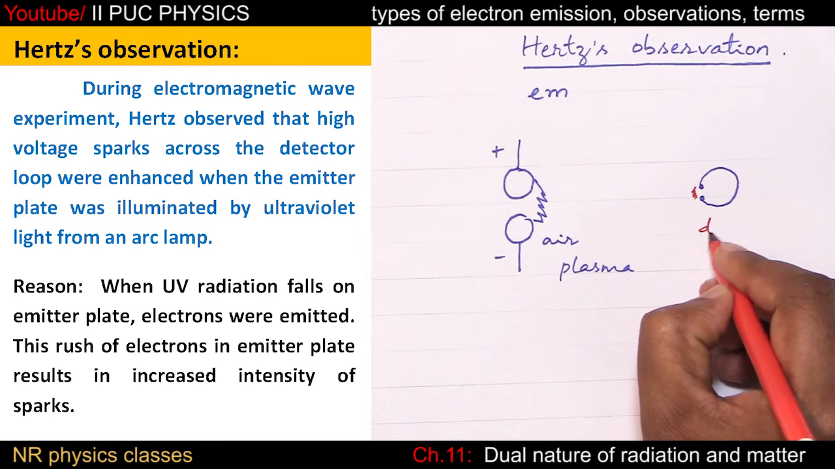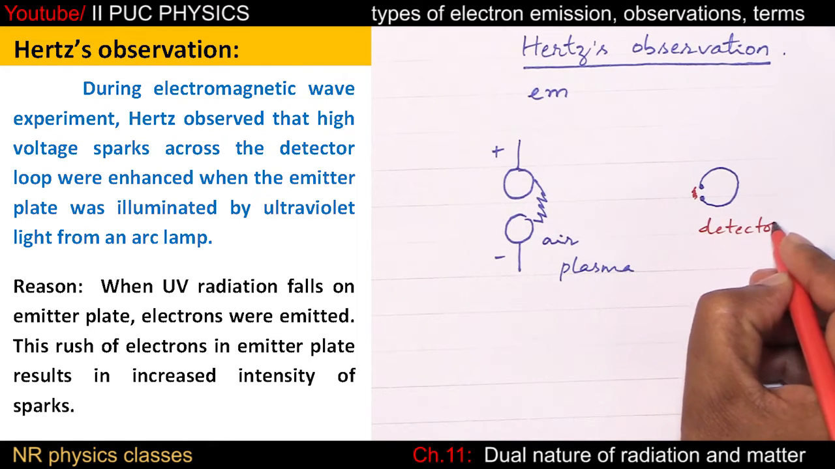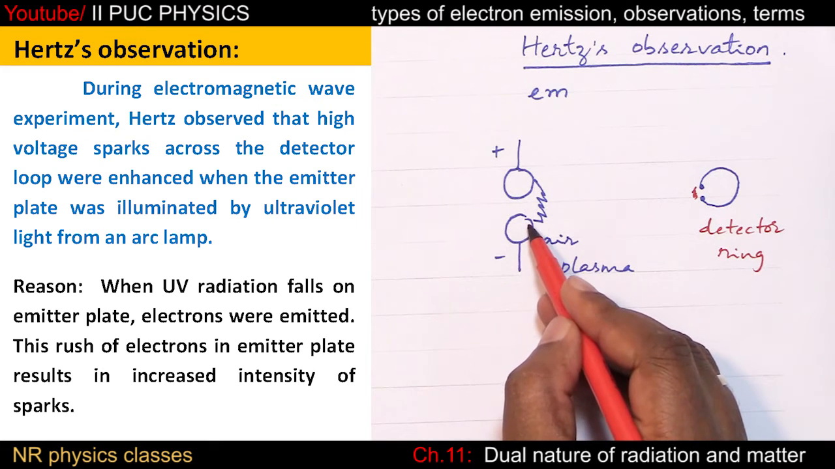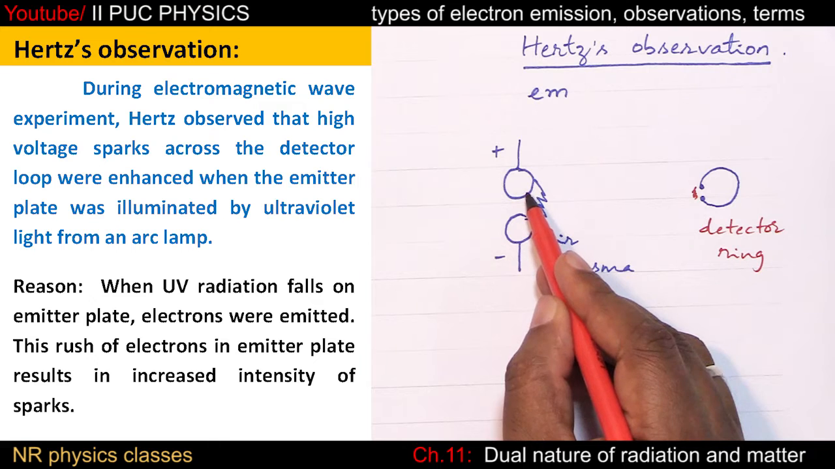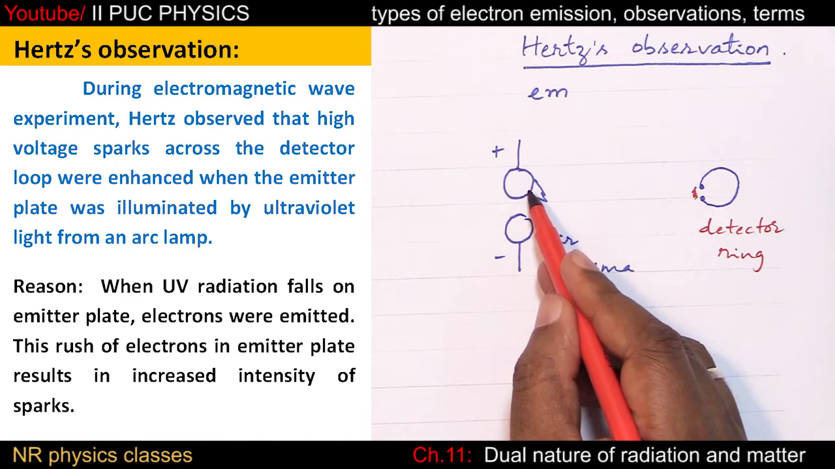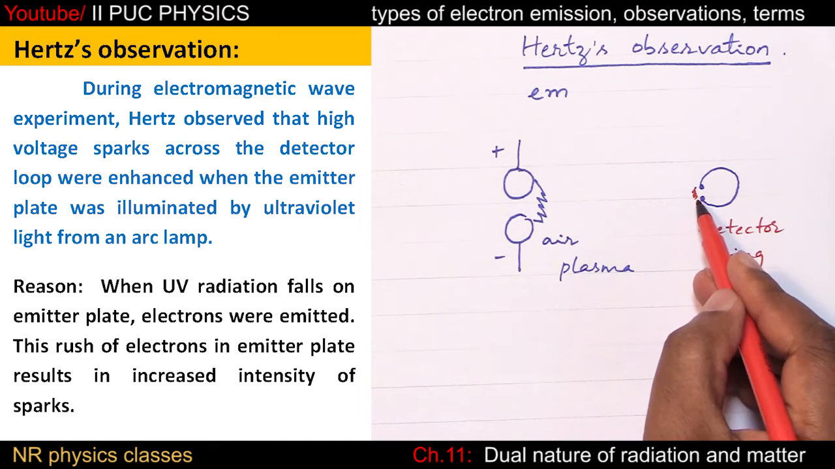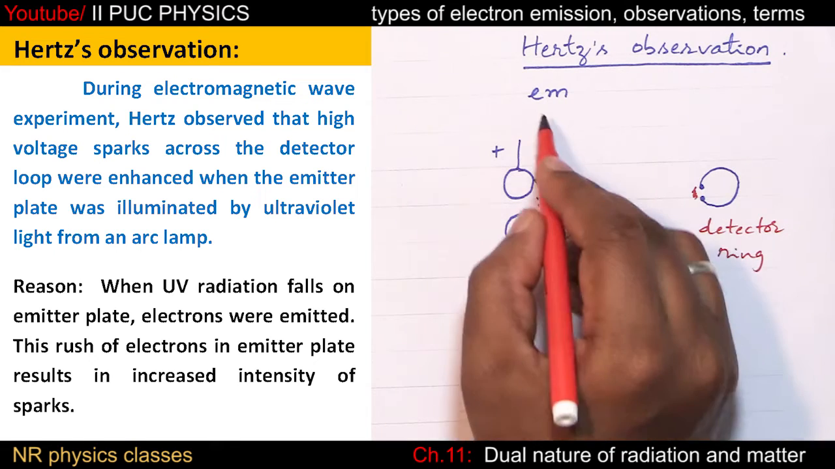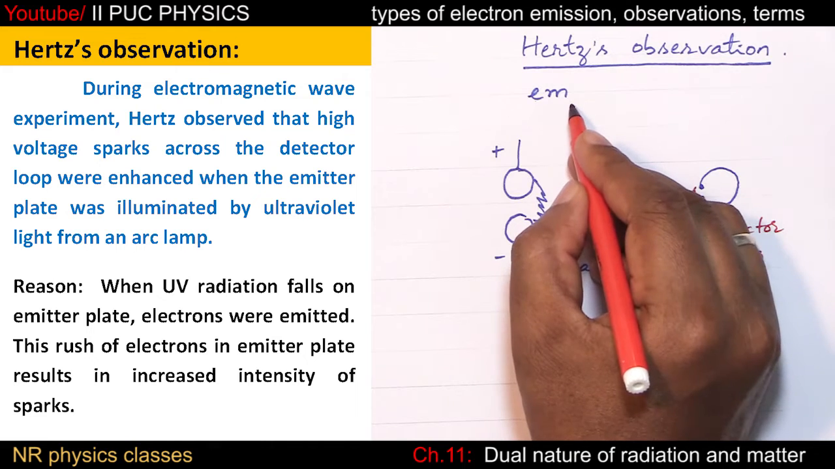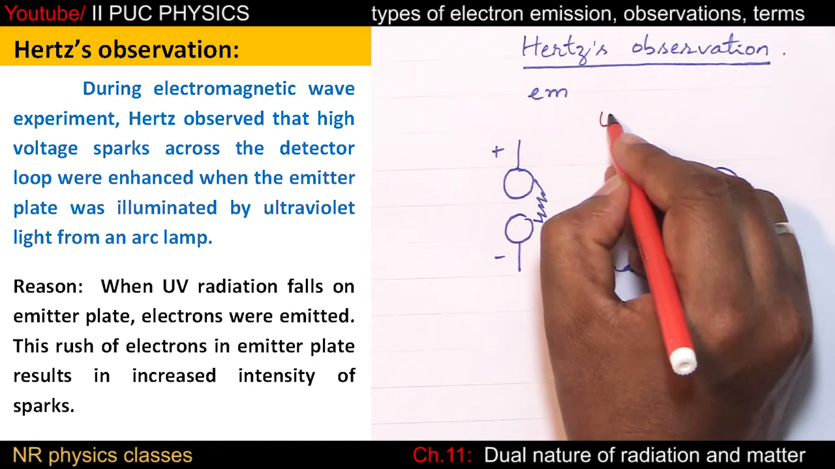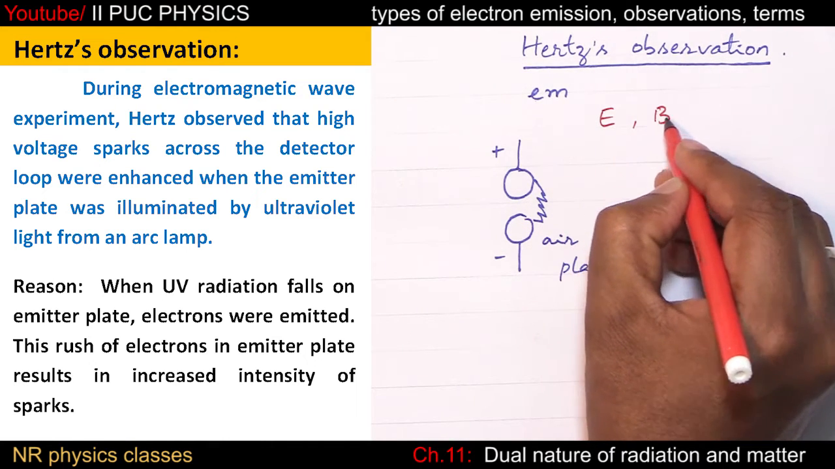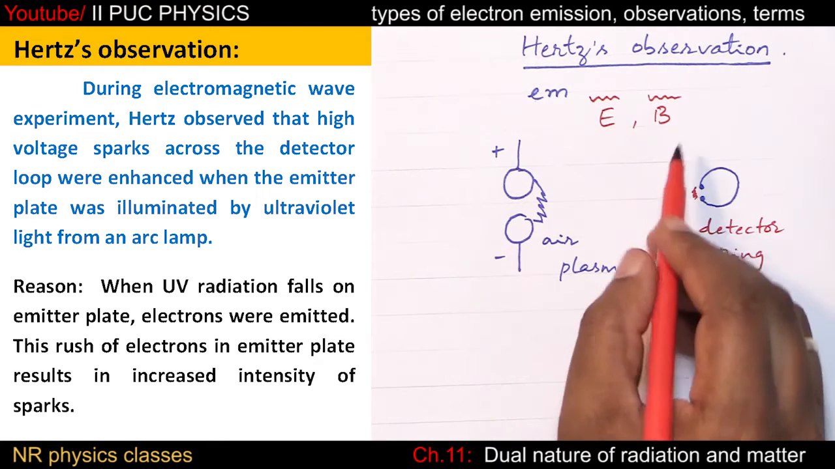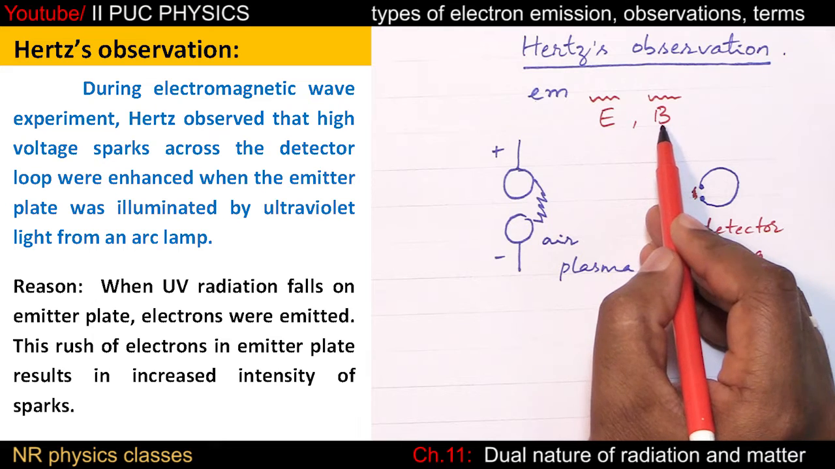This is the detector ring. When sparks are observed between the spheres, the emitter and the collector, sparks are also observed in the detector. Why? According to electromagnetic theory, light has periodically varying electric and magnetic fields. Periodically varying, let me represent it by this wave nature. So there is variation of magnetic field.